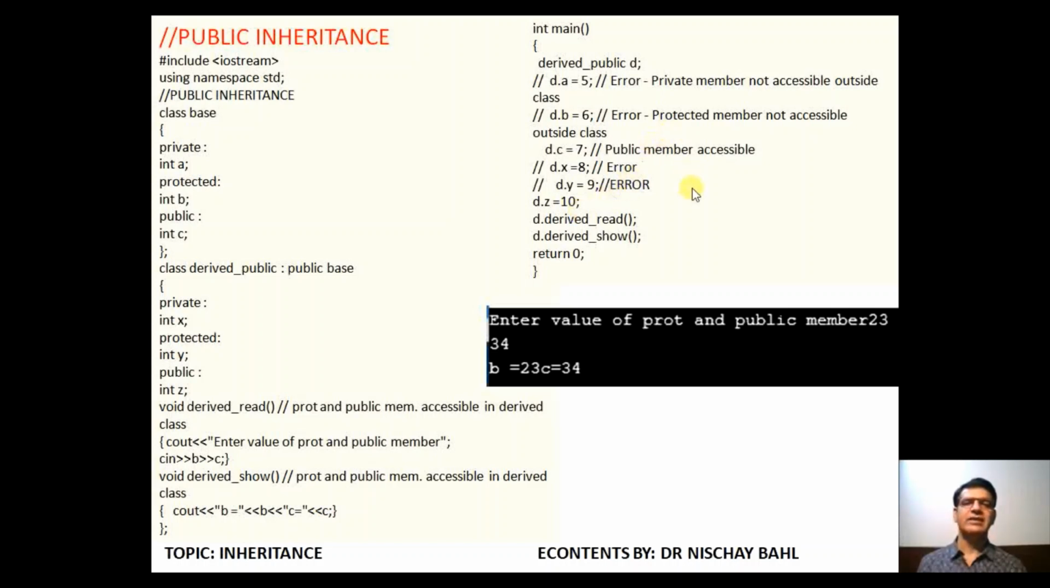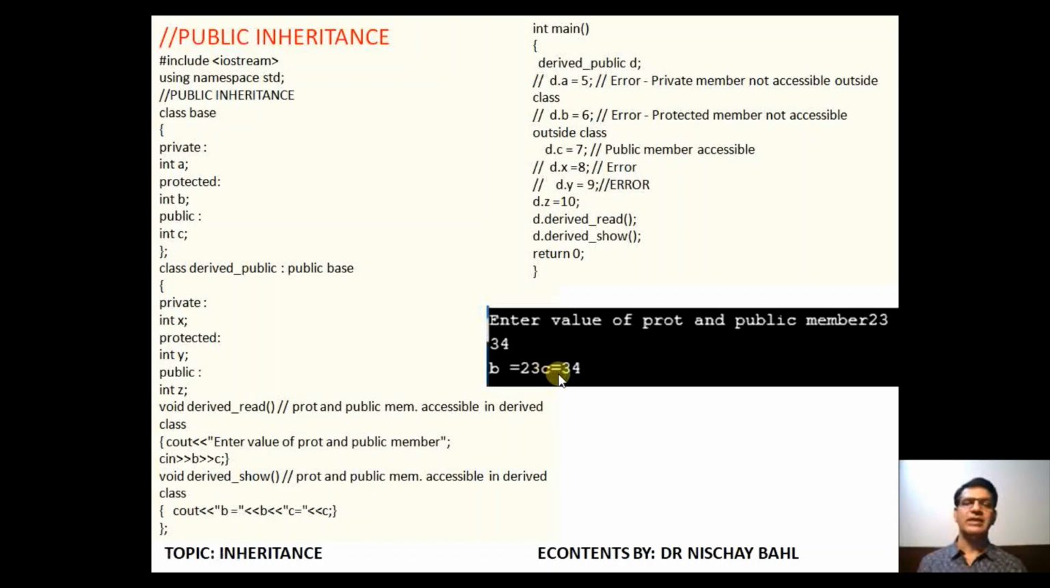And then we are calling D dot derived read and show, which are the public member functions of the derived class, and they can be called here because they're public members, and within those public members we are accessing the protected and private members respectively. So we are not accessing B and C directly here in the main program. We are calling derived read and derived show, and within them we are using B and C. So you can see the output once we enter the values of the protected and public members as 23 and 34, we get B as 23 and C as 34.